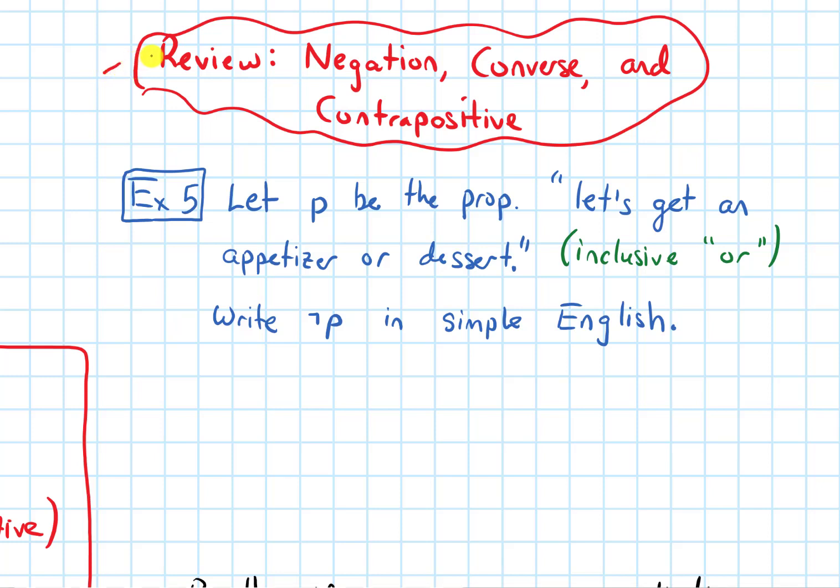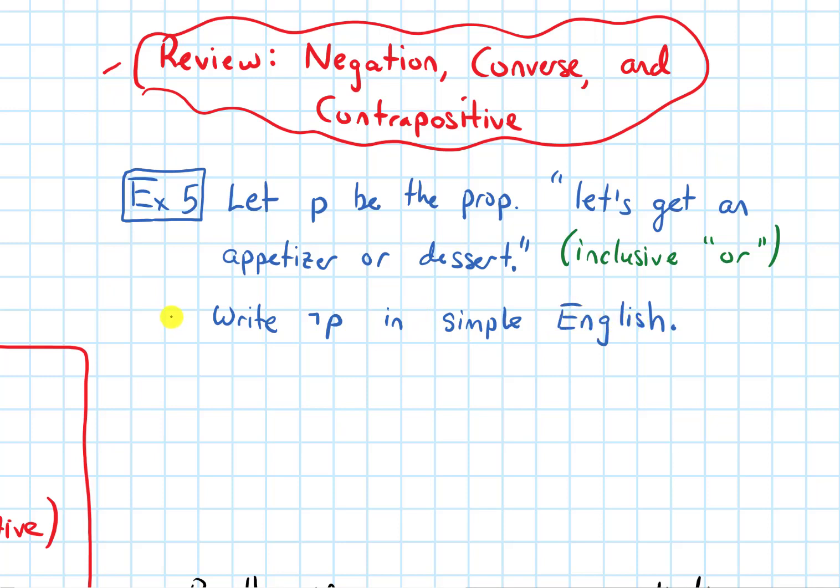In this video, we are continuing our Quiz 5 review, and we'll talk about negation, converse, and the contrapositive. So this first example says, let P be the proposition, let's get an appetizer or dessert. And this is an inclusive or. Write the negation of P, or not P, in simple English.